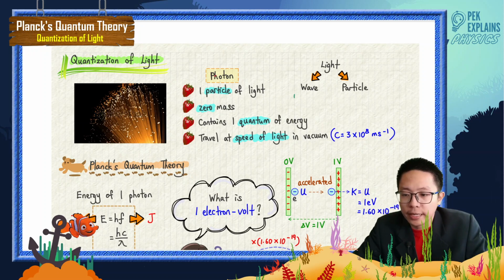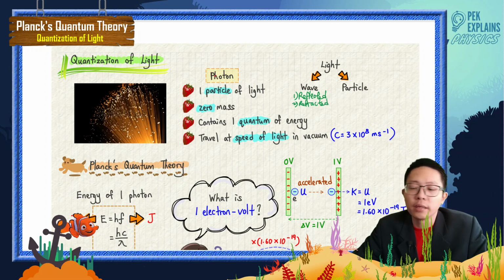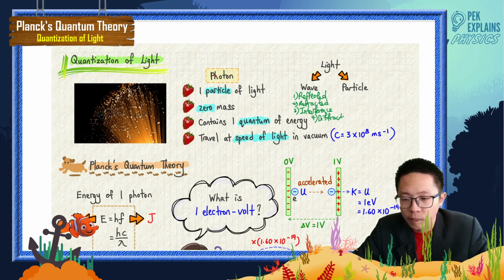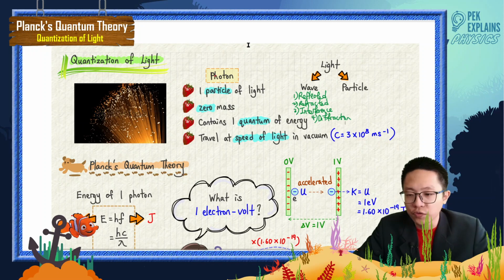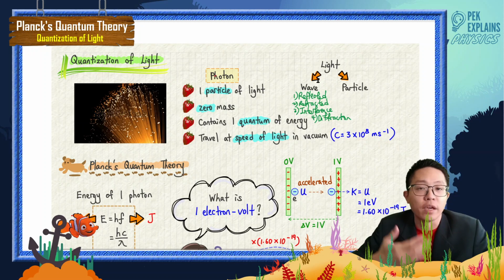You learned that light can be reflected, can be refracted, and then in physical optics, you learned that light can undergo interference, and then we also have diffraction. All these four characteristics, reflection, refraction, interference, and diffraction, they all prove that light behaves as a wave.